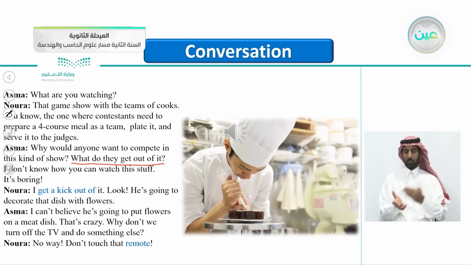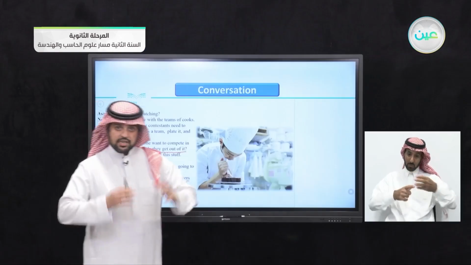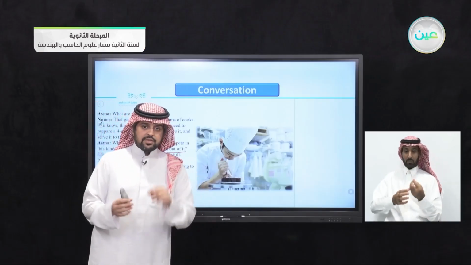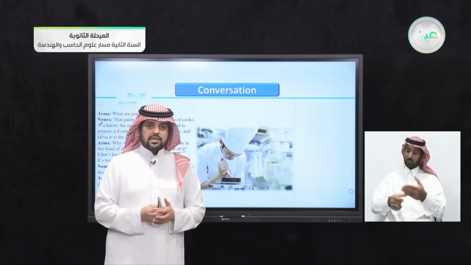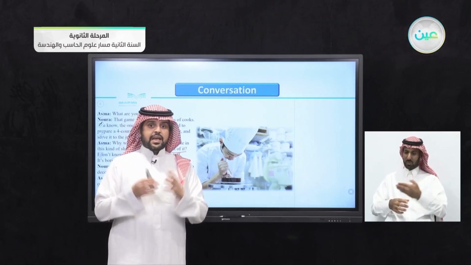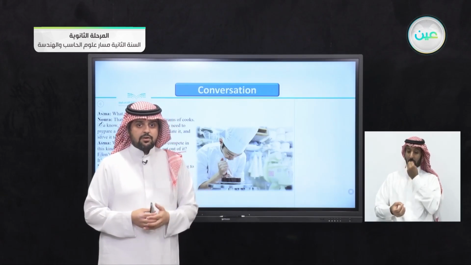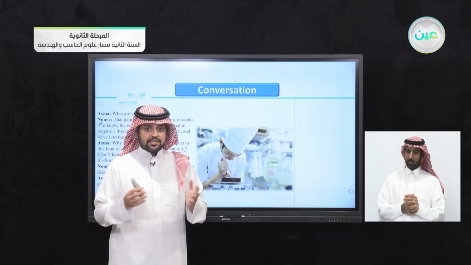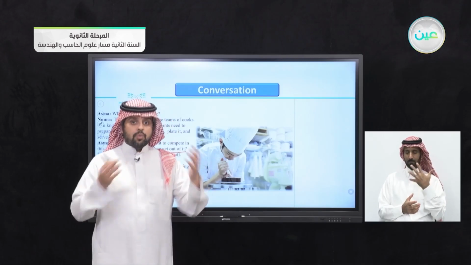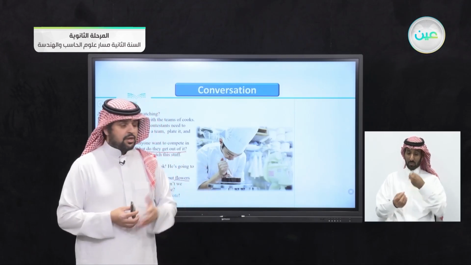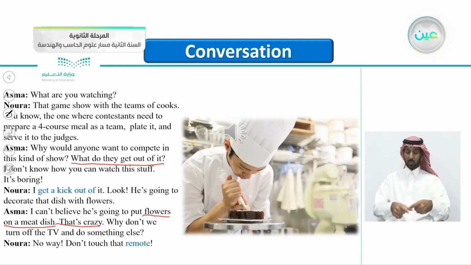And here also she says, that's crazy. What does she think is crazy? That the chef is putting flowers on a meat dish. She's watching a chef, an expert chef of course, putting flowers on the meat dish. Of course they are edible flowers. Edible means that you can eat them. So that's why she thinks this is crazy. No one puts flowers on meat.